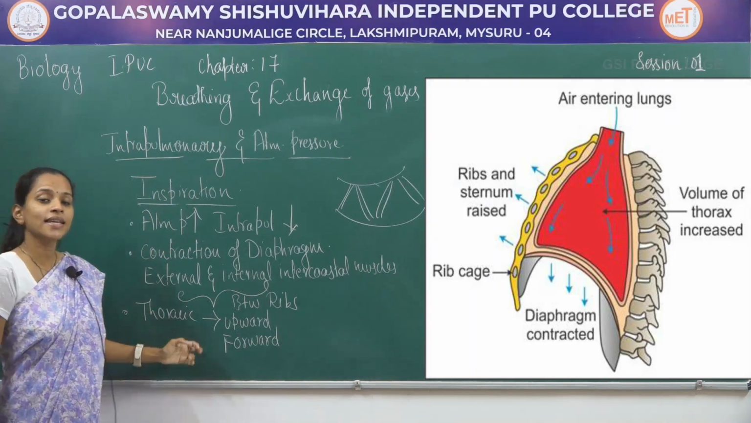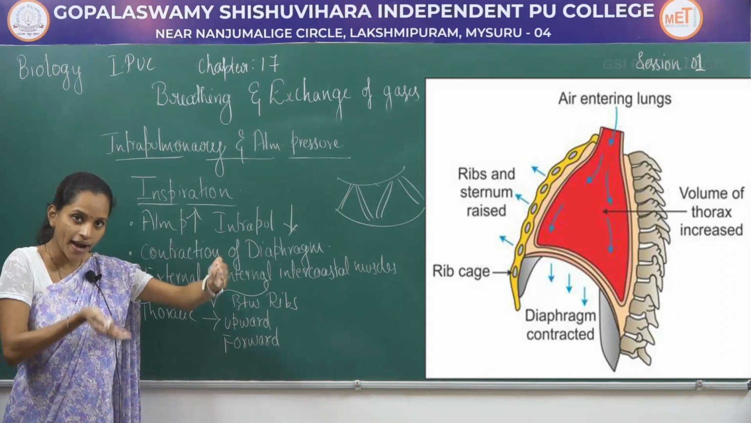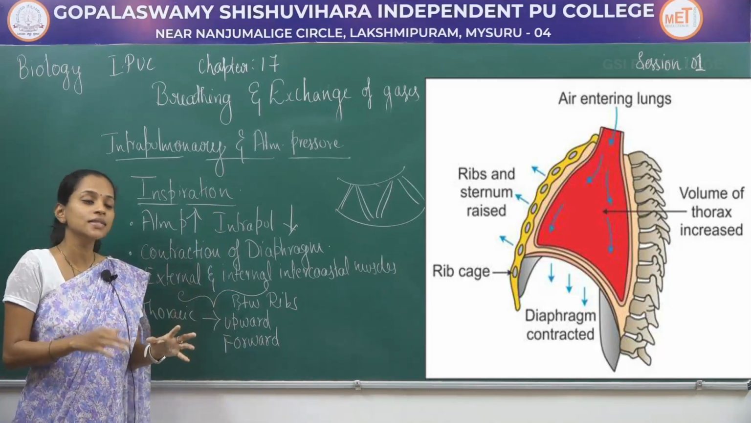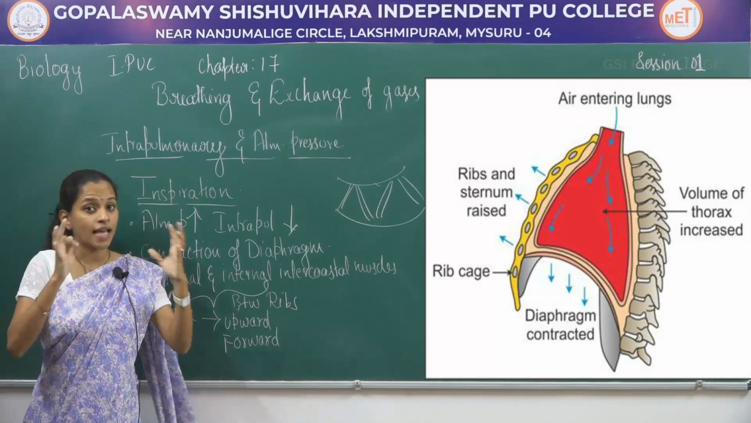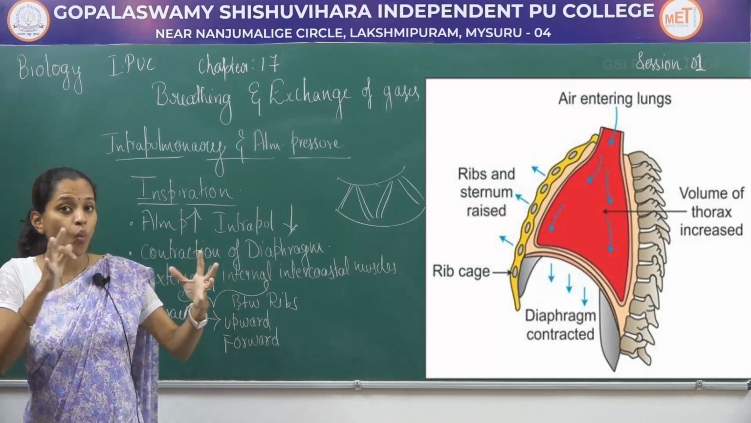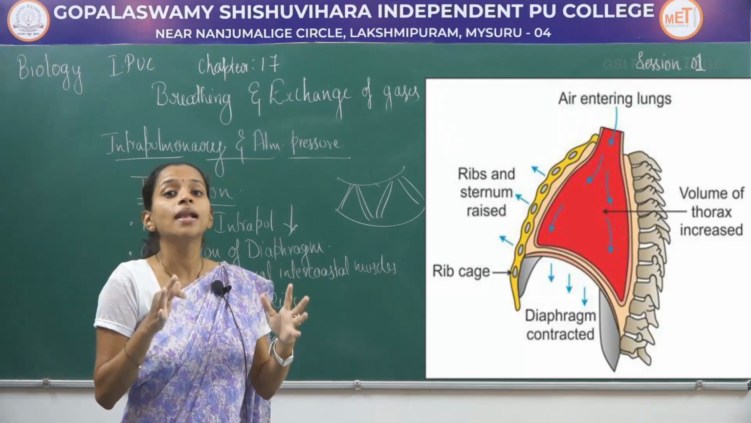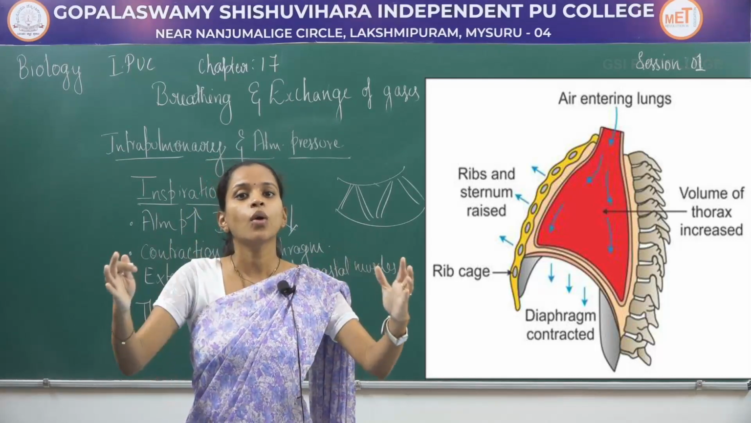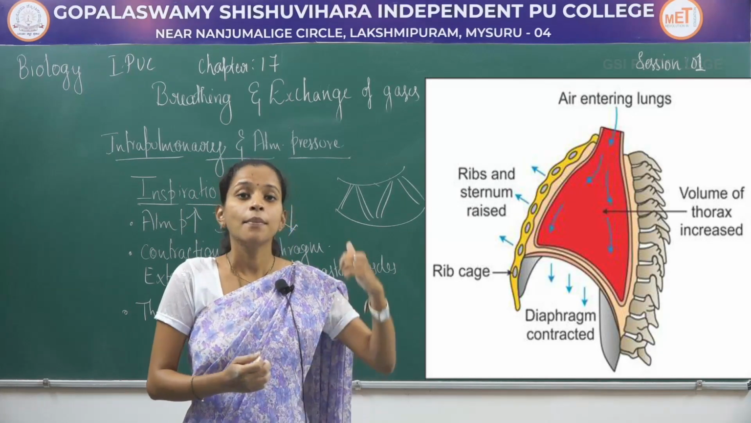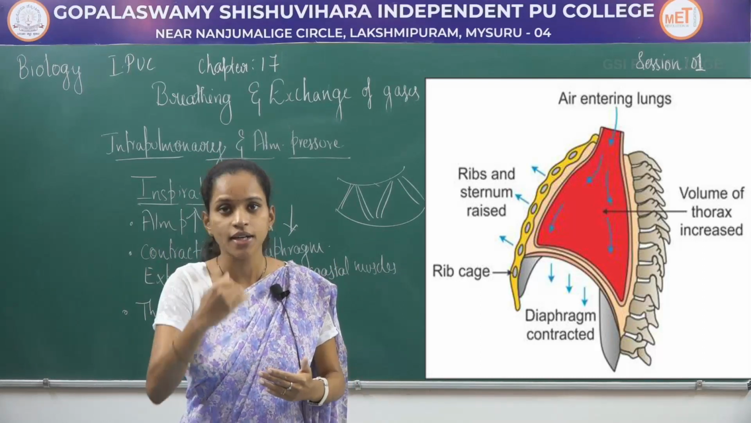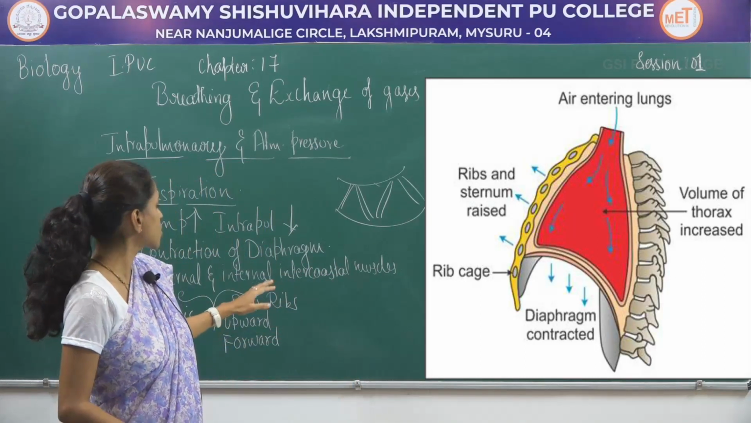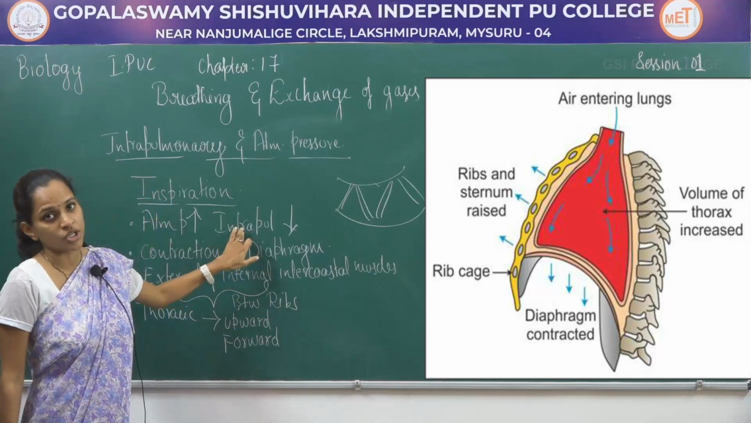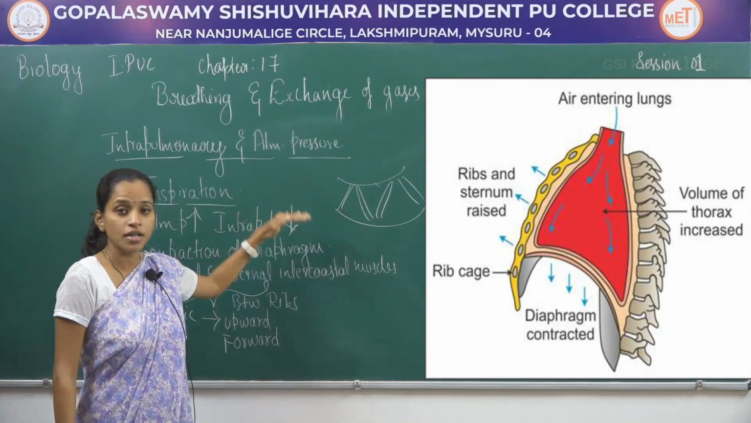As the thoracic cavity moves forward and upward, what happens? The thoracic cavity size increases, thoracic volume increases, pulmonary volume also increases. When pulmonary volume increases, what happens to the pulmonary pressure? It reduces. There will be a reduction in the pulmonary pressure, that is, intrapulmonary pressure reduces.